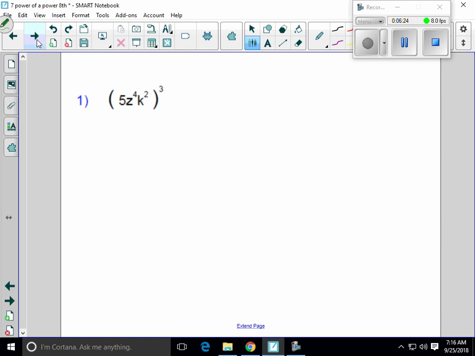Okay, so let's look at some of these problems on the other side together. Okay, so I have this term raised to the 3rd power. So I'm going to do 5 to the 3rd power. I'll write that out for now. I'm going to do z to the 4th to the 3rd power. Okay, so I have 2 exponents. I'm going to multiply those. 4 times 3 is 12. So I have z to the 12th. And k, 2 times 3 is 6. K to the 6th.